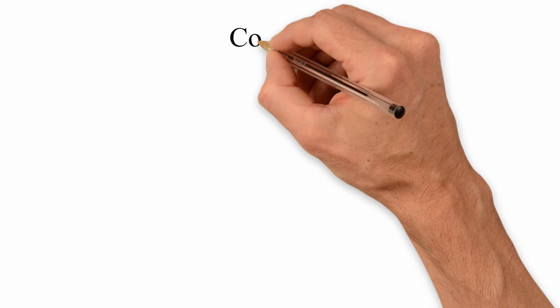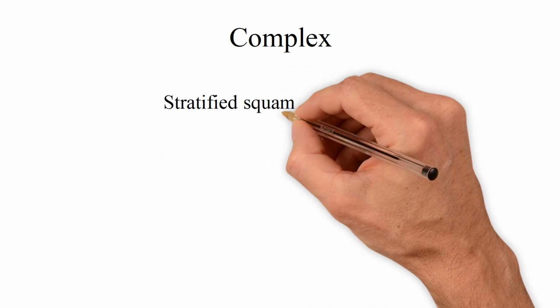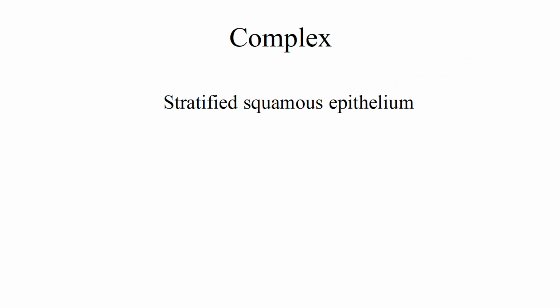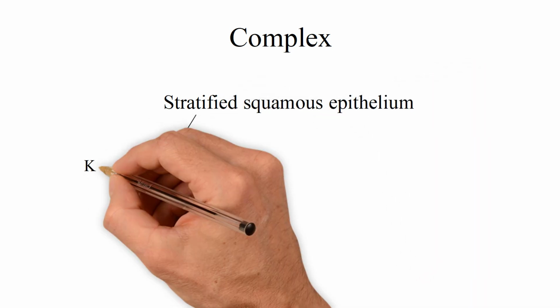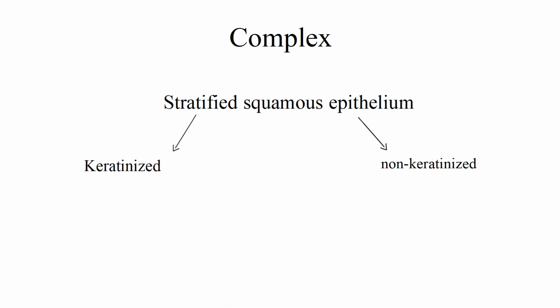Now we move on to our second type of epithelium, which is complex epithelium. In complex epithelium, our first type is stratified squamous epithelium. Stratified squamous epithelium consists of two types of epithelium, which are keratinized and non-keratinized. The major difference between these two types is the presence of the protein keratin, which is present in keratinized epithelium and absent in non-keratinized epithelium.